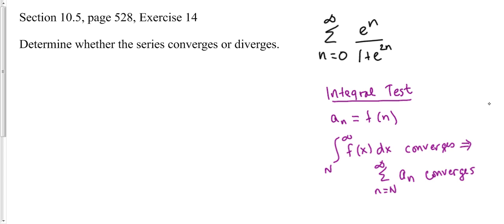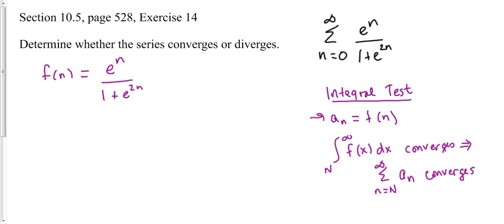Now the integral test tells us that we let the nth term of our series be equal to some function f of n, and then we're going to take the integral of that function from some positive value capital N to infinity, and if that integral converges, then the series is going to converge from some capital N to infinity. So we're going to let our f of n be equal to our nth term, so that's going to be e to the n over 1 plus e to the 2n.